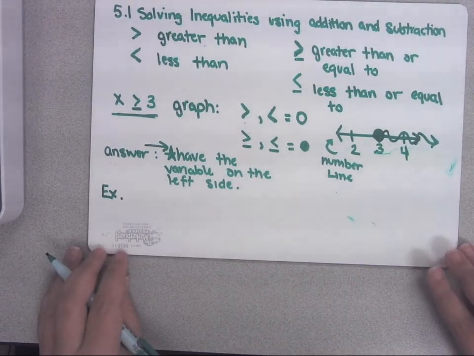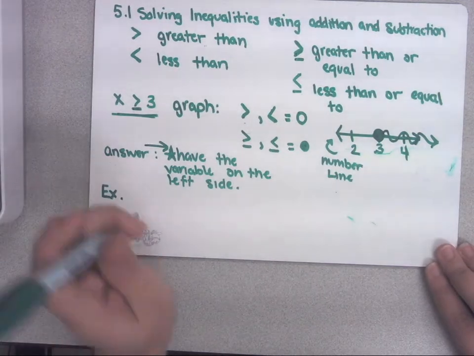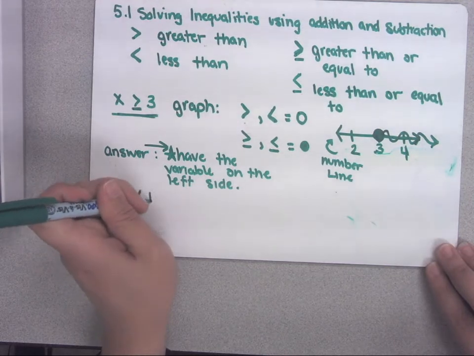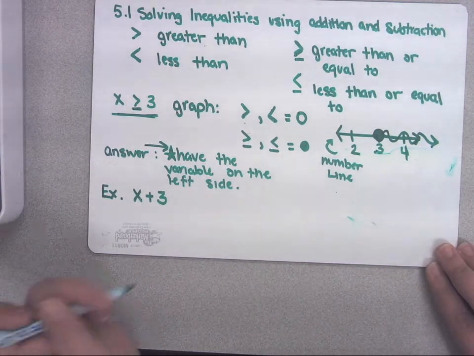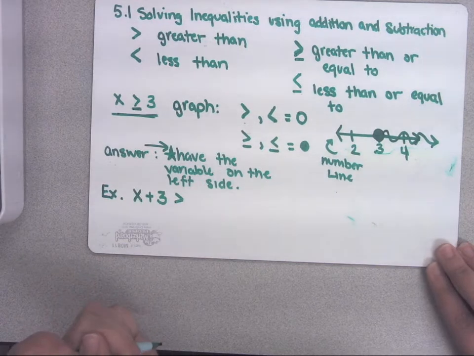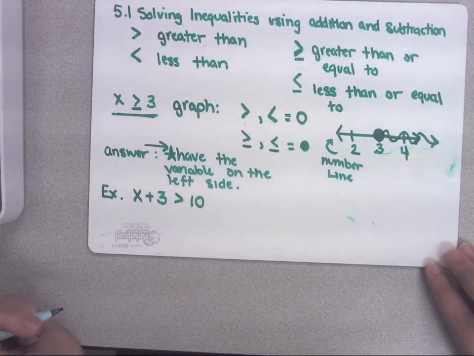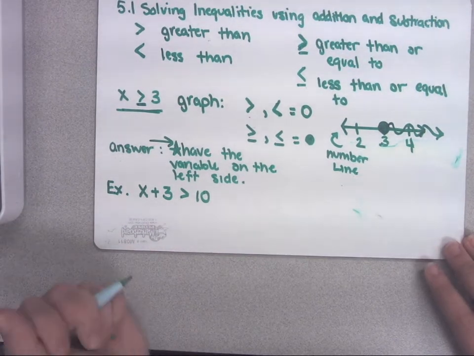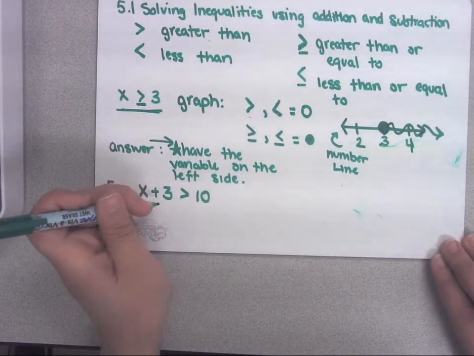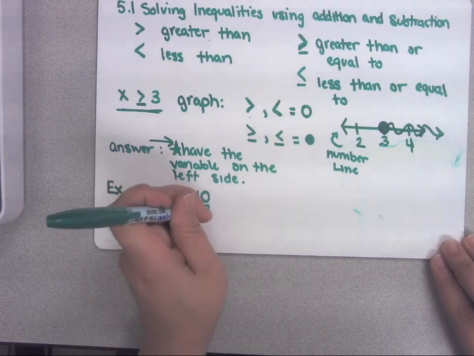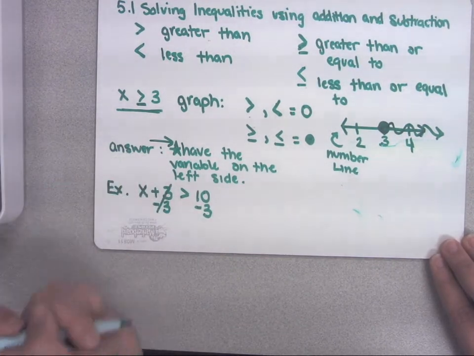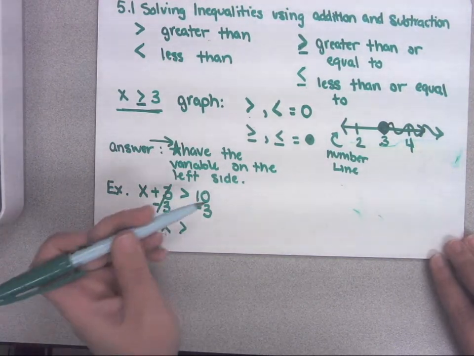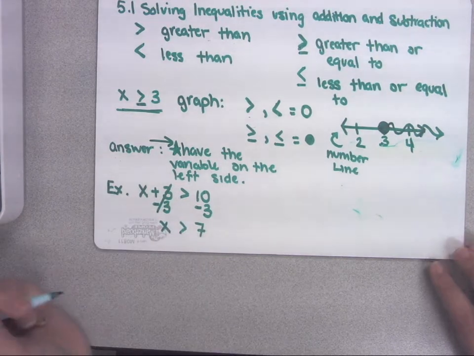So let's do an example. Okay. We're going to use our bell ringer problem. We're just going to turn it into an inequality. So X plus 3 is greater than 10. Right? So just like before, how do we get X by itself? Yep, subtract 3 from both sides. The 3's cancel out. You have X, keep your sign, is greater than 10 minus 3 is still 7.